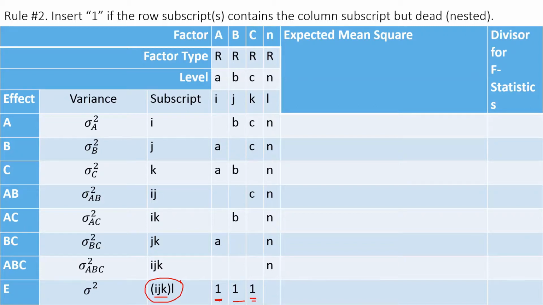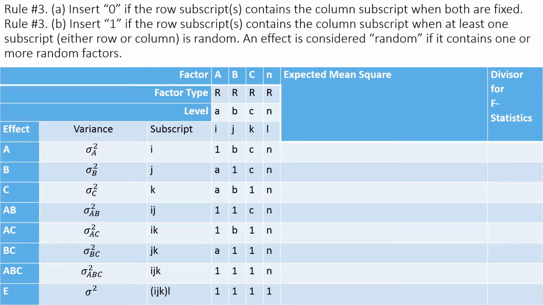And then next one is for random or fixed. If the row subscript contains the column subscript but it's a random factor, then it's 1, and if it's a fixed factor, then it's 0. So in this case it's all random, so all of these empty cells are 1.